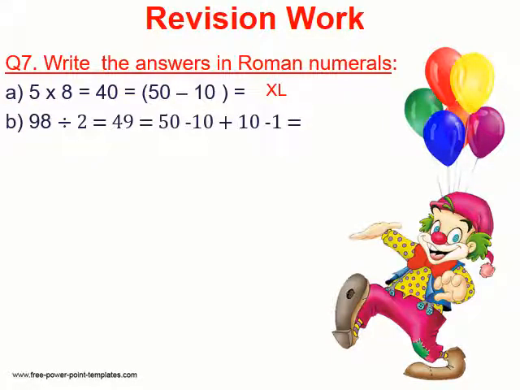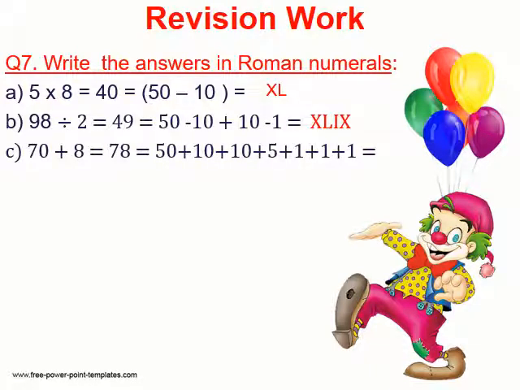Now let's come to the next part of this question. Here we have 98 divided by 2. So when we divide 98 by 2, we get 49. And 49 means 50 minus 10 plus 10 minus 1. And children, the Roman numeral for 50 is L, for 10 is X, and for 1 is I. So what is the Roman numeral for this? It is equal to XLIX.